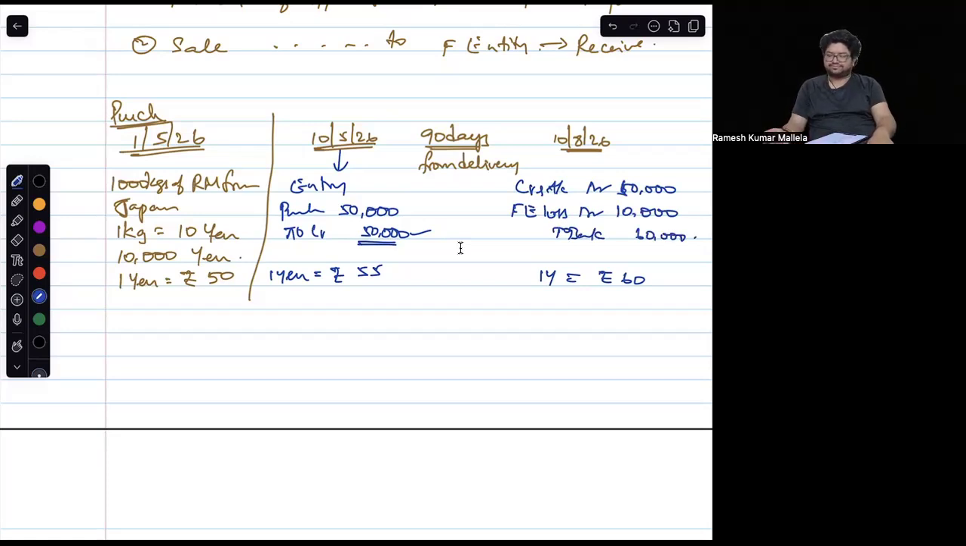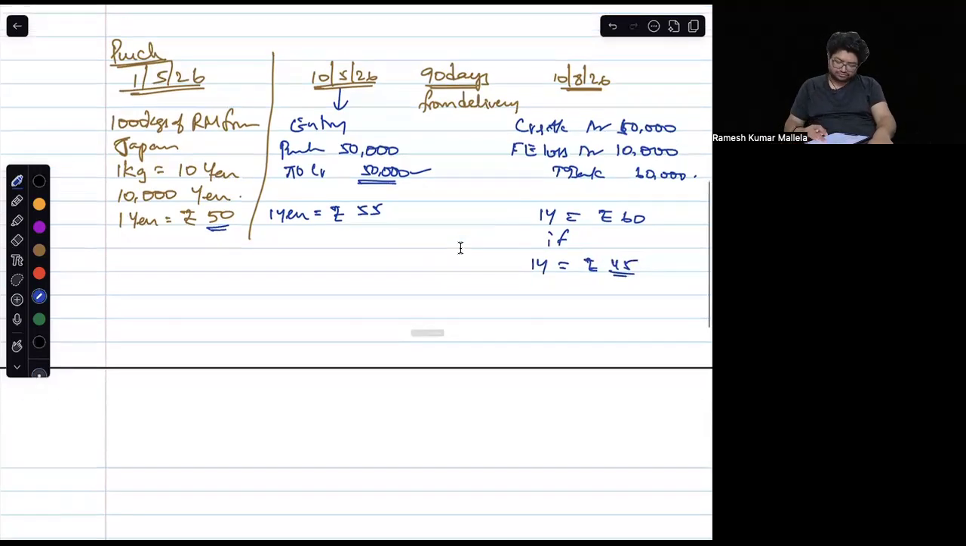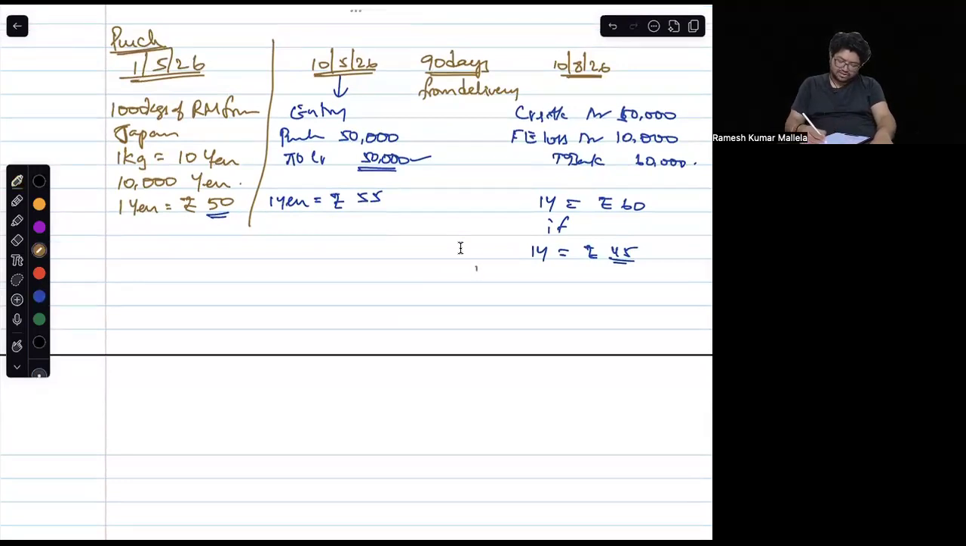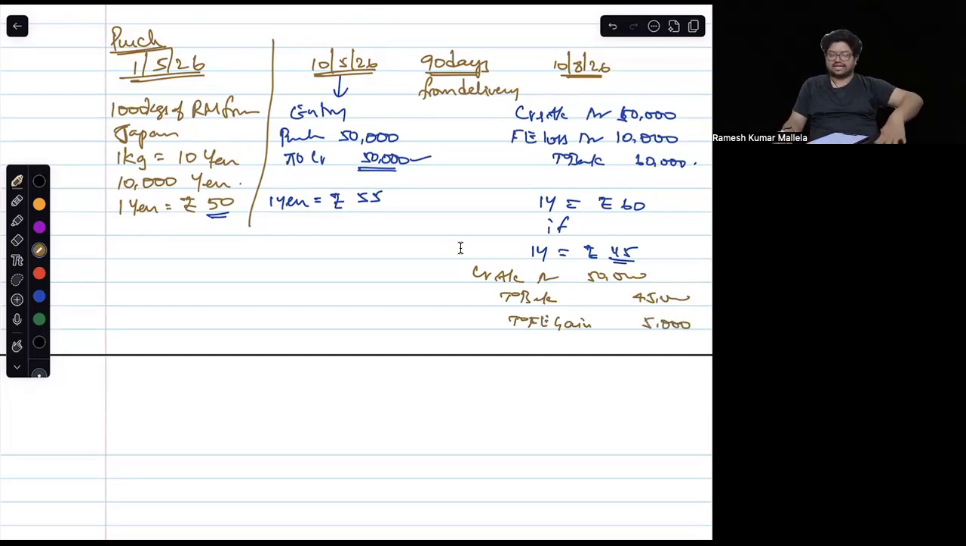Am I making sense, people? Yes, sir. Now the same thing can occur otherwise also. I have placed an order for 50 rupees per yen. If 1 yen becomes 45 rupees, what will happen? The entry will be creditor account debit 50,000 to bank 45,000, to foreign exchange gain 5,000. Correct or not? Yes, sir.